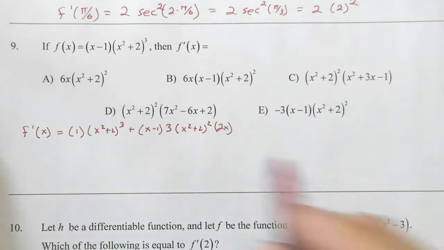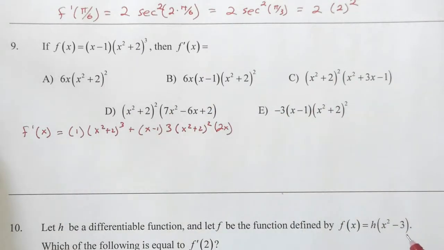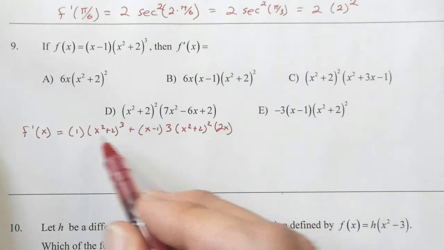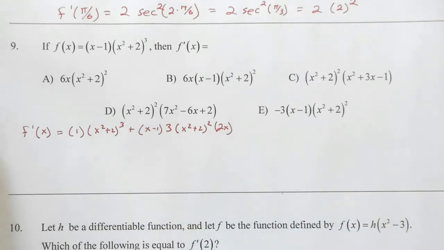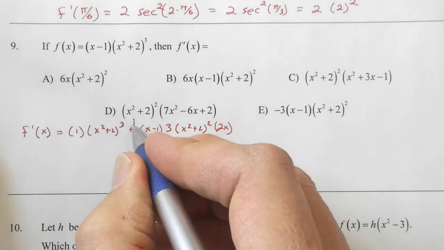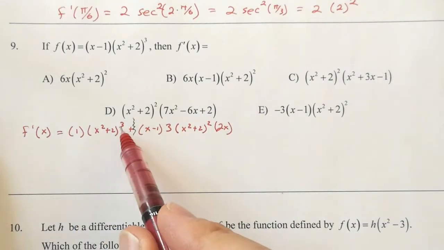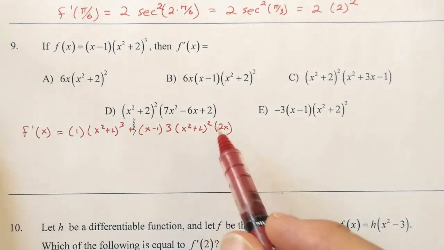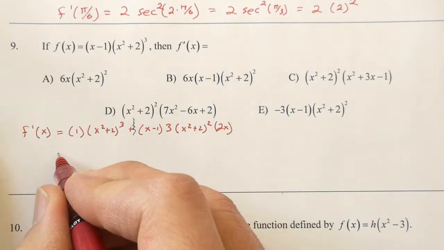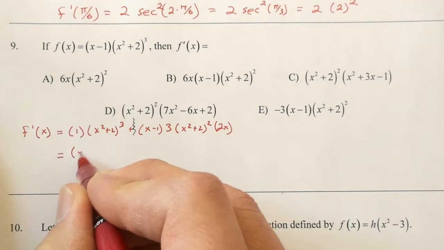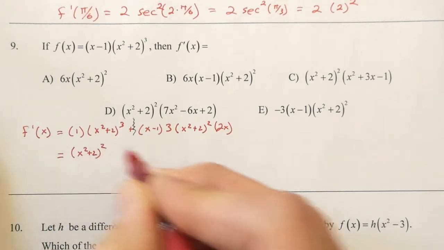So there's our derivative, but unfortunately it doesn't look like any of our options. We have to do some algebra here. We have to factor out a common term. Our separator is our plus sign. That keeps our terms apart. We have to see what they have in common. Well, this has an x squared plus 2 cubed. This has an x squared plus 2 squared. So that means we can factor out the smaller amount of those, which is x squared plus 2 squared.